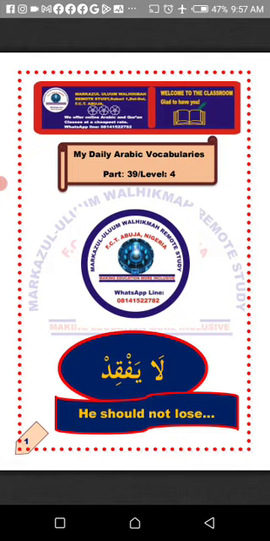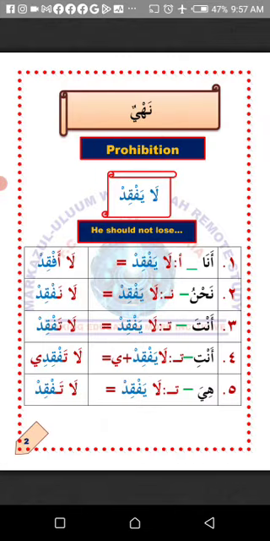Happy listening. We are going to learn from this lesson how to change the Arabic verb la yafkid to suit some certain pronouns in Arabic. Nahayun, prohibition. We are going to learn how to instruct others not to do something in Arabic using different forms of verbs. The question is, how do we change the verb la yafkid to suit the pronouns below?